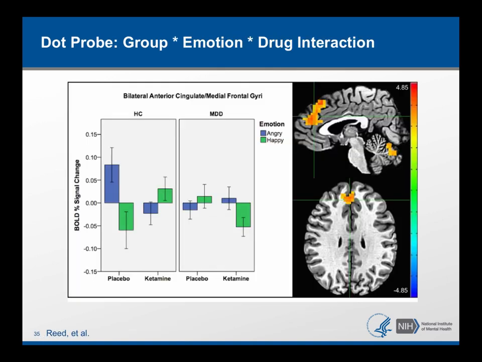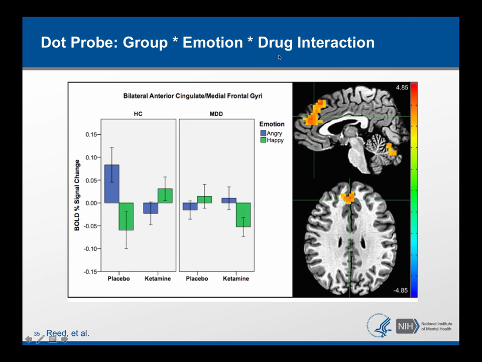And when we looked at that task and treatment with ketamine, we found some interesting results in dorsal cingulate. I should also mention that part of this task was a mixed block and event-related design. So we had blocks of angry faces where it was always angry and neutral or neutral and neutral. And then we had blocks where it was always happy and neutral or neutral and neutral.